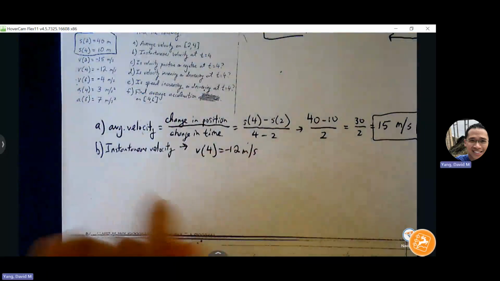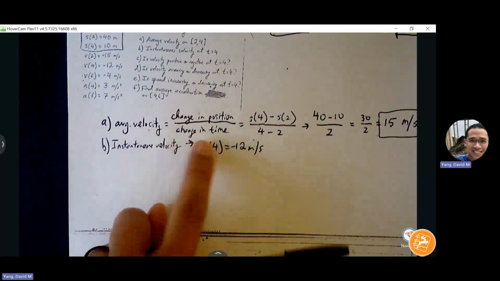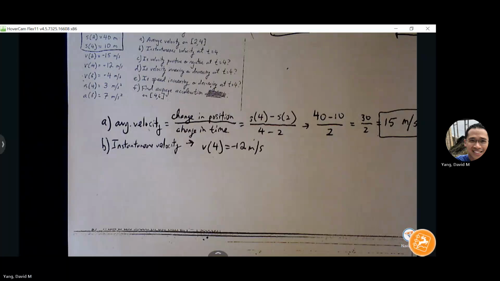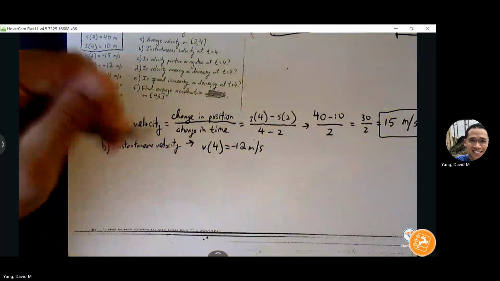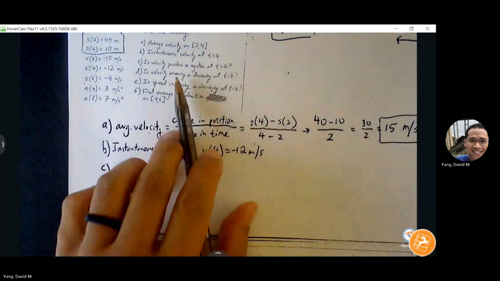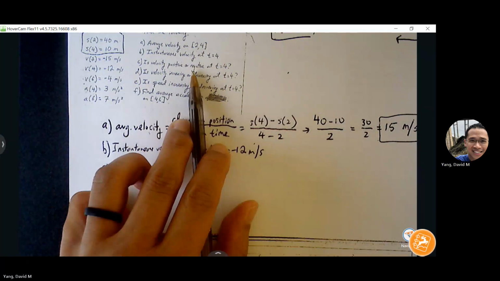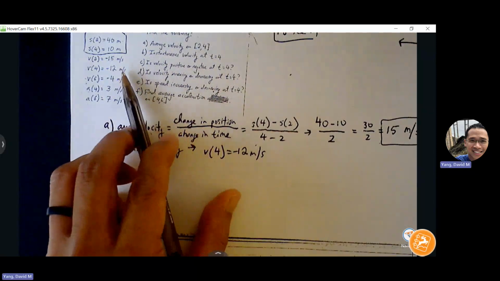So do you see that distinction here? These both involve the word velocity, but one of them uses the velocity function, the other you don't. Okay. Is the velocity positive or negative at t equals 4? Negative. Okay.